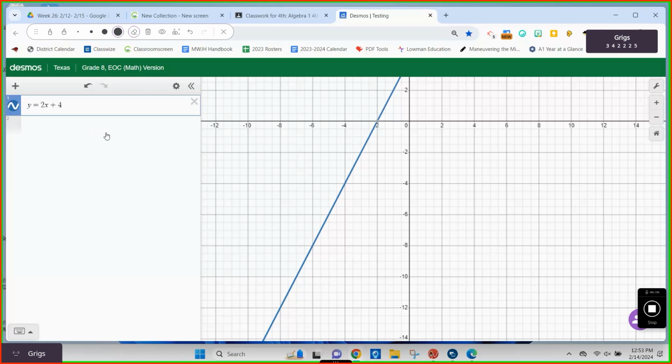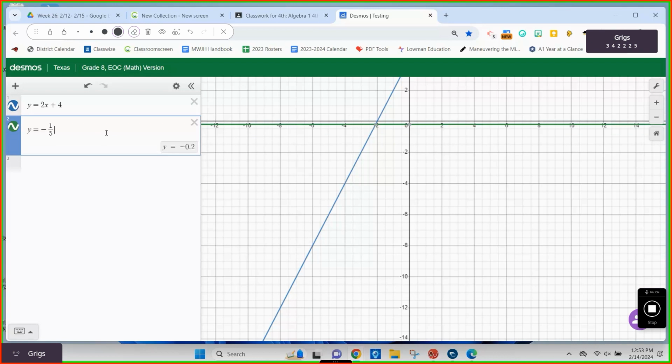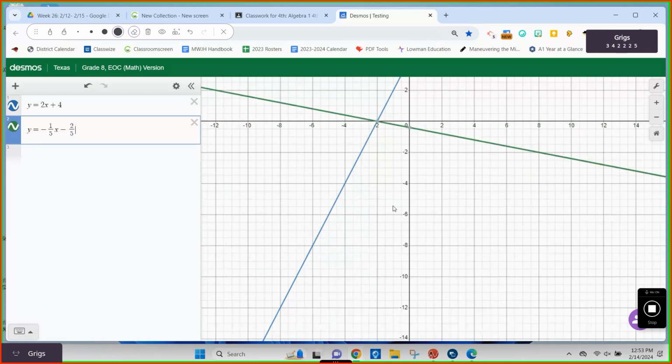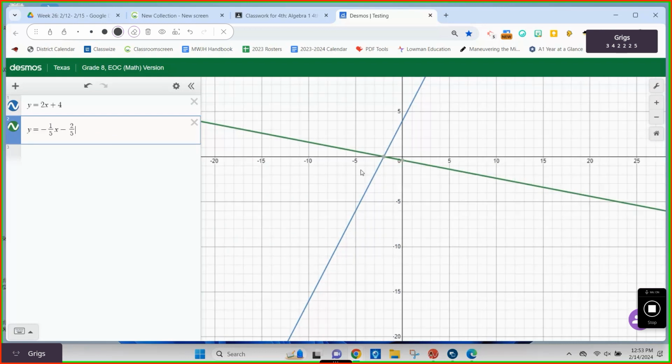Alright. Do y'all agree with Brandon? Yeah. Alright, Triple Wolf, what do we get as the second equation? We're gonna wait until you can tell me. Y equals negative 1/5 x minus 2/5. Okay. When I graph both of those, do I get a point of intersection?